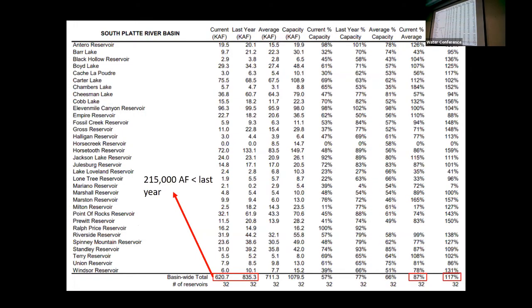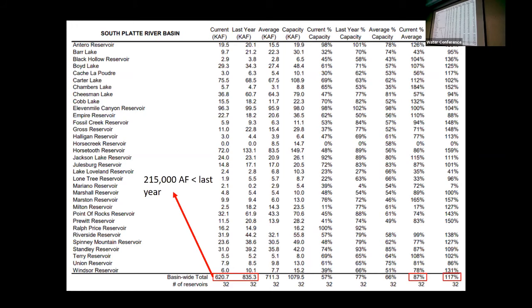This is another screenshot of that NRCS monthly report showing reservoir conditions. We won't look at any reservoir in particular, but if we look clear down here at the bottom, second line from the bottom, the basin-wide totals. Clear over here to the right shows storage as percent of average. So last year, those reservoirs were 117% of average. Currently only 87% of average.